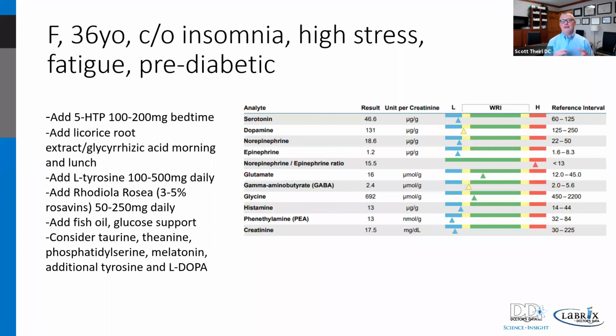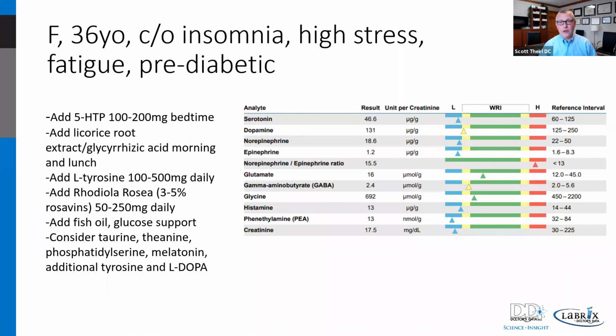And down the road, if we're getting frustrated with this, say it's been 3 months and she goes, we're hardly moving the needle on this at all. We've got taurine in our back pocket. We've got theanine in our back pocket. We've got phosphatidylserine for high cortisol at night. I think that's a good idea for sure with that cortisol being elevated.